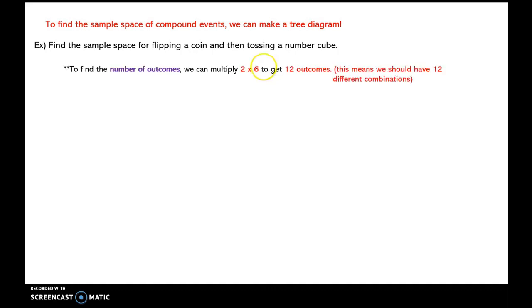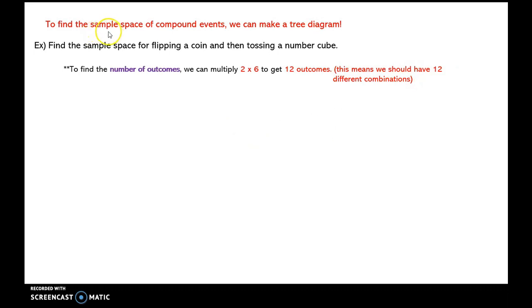Before we get into that, let's find the number of outcomes we should get when flipping a coin and then tossing a number cube. The way we find the number of outcomes is by multiplication. We multiply the number of possibilities for each experiment. Flipping a coin has two possibilities, heads or tails. Tossing a number cube has 6 possibilities, the numbers 1 through 6. If I multiply 2 times 6, we get 12 different outcomes, and this means that we should have 12 different combinations when making our tree diagram.